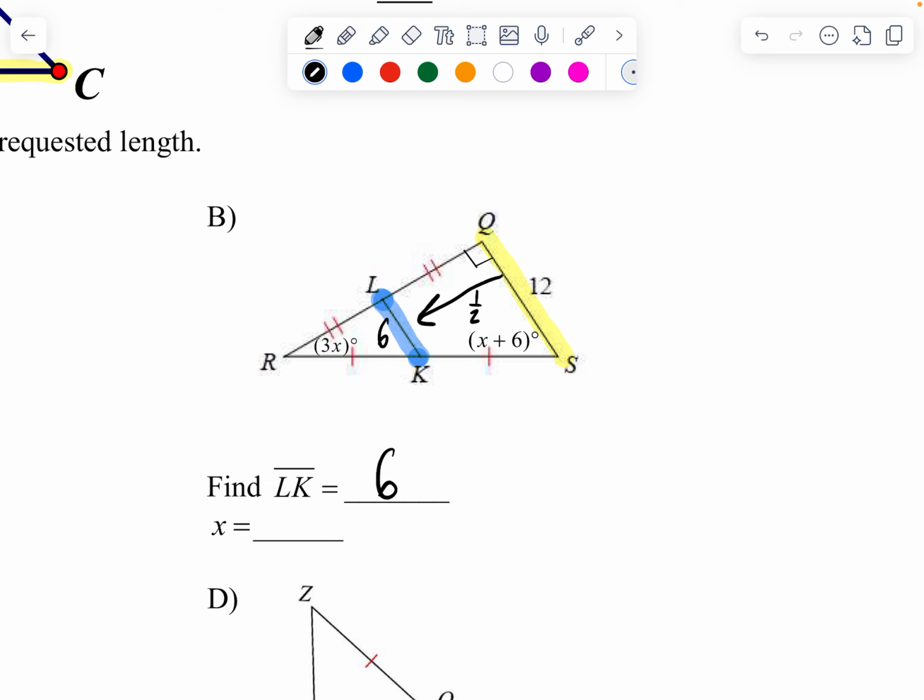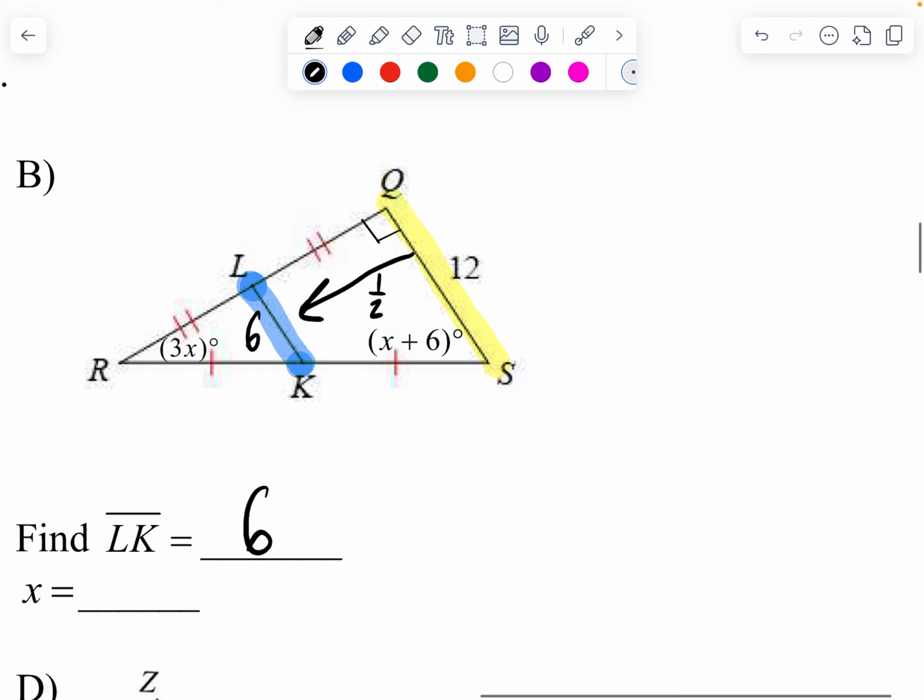Now, in addition, it asks us to find x. You'll notice x is in the angles. We see an angle in our triangle. This usually freaks students out. They're like, I don't know how to do this. Don't freak out. You know how to do this.